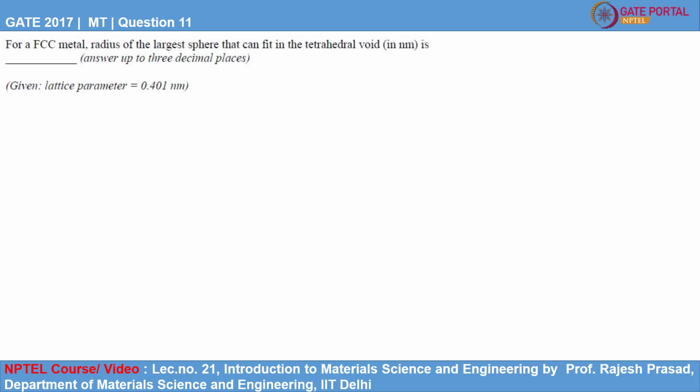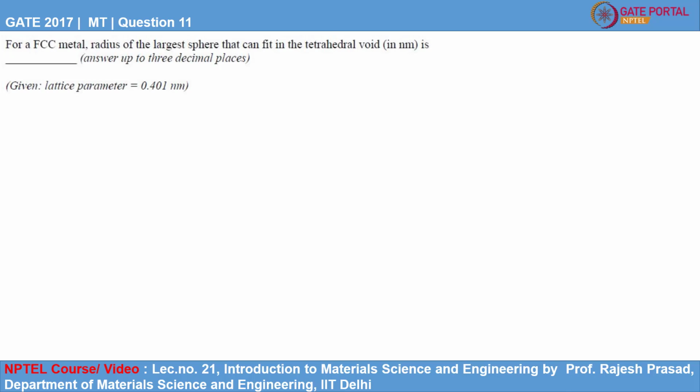GATE 2017 Metallurgical Engineering Question 11. For an FCC metal, the radius of the largest sphere that can fit in the tetrahedral void, in nanometers, is? It is given that the lattice parameter is 0.401 nanometers.